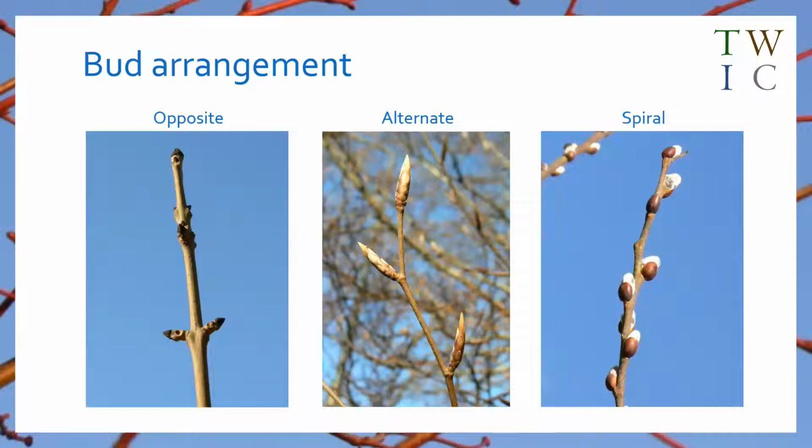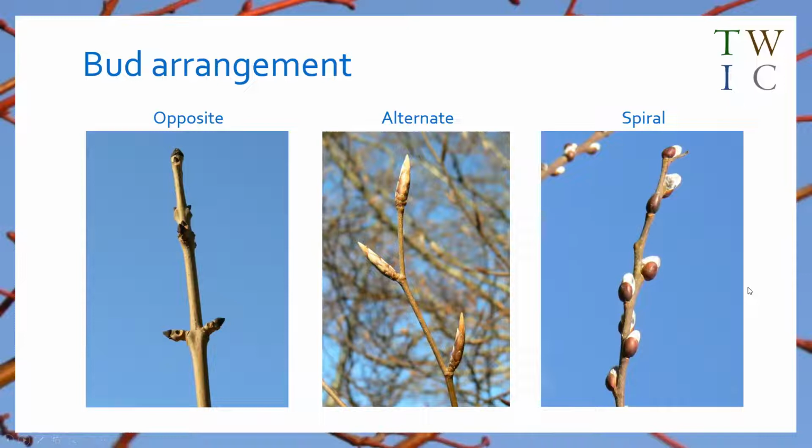So when it comes to identifying trees, looking at the twigs and the buds, the key thing that you'll need to look at in the first instance is how the buds are arranged on the twig. So are they in opposite pairs, such as on the left here? Are they sort of zigzagging diagonally up the twig, so alternate arrangement? Or are they spiraling, circling around the twig, as in on the right here?